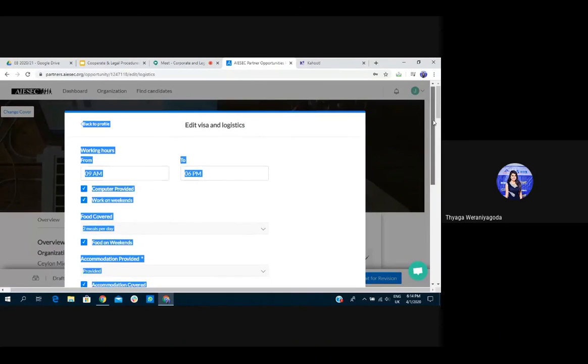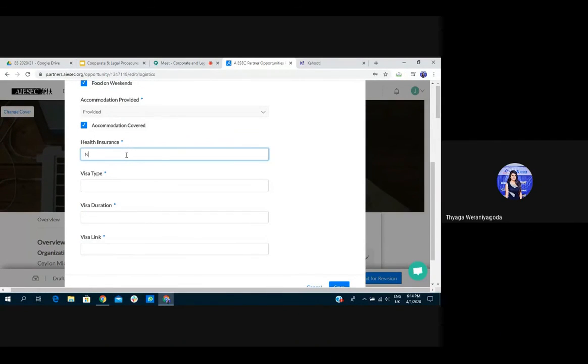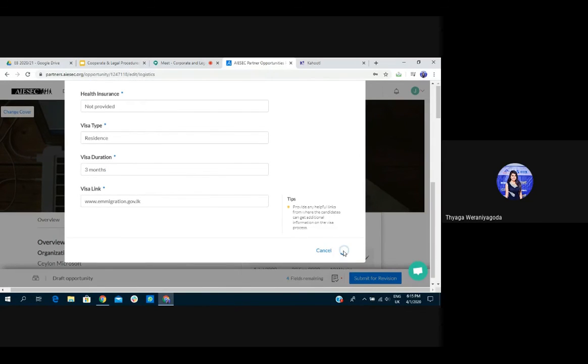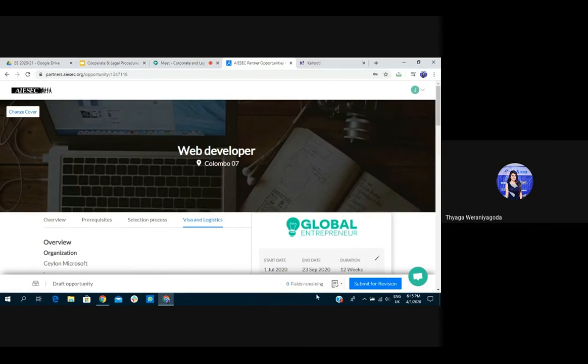So what we can do is go here and fill it as health insurance not provided. Visa type is residence. Duration, let's say 3 months. And visa link is immigration.gov.lk. So these are things that we normally put. It might be changed as well, and then save. So after we have saved it, it's 0 fields remaining. So here we have totally completed, and here we can submit for revision, and then we submit it.